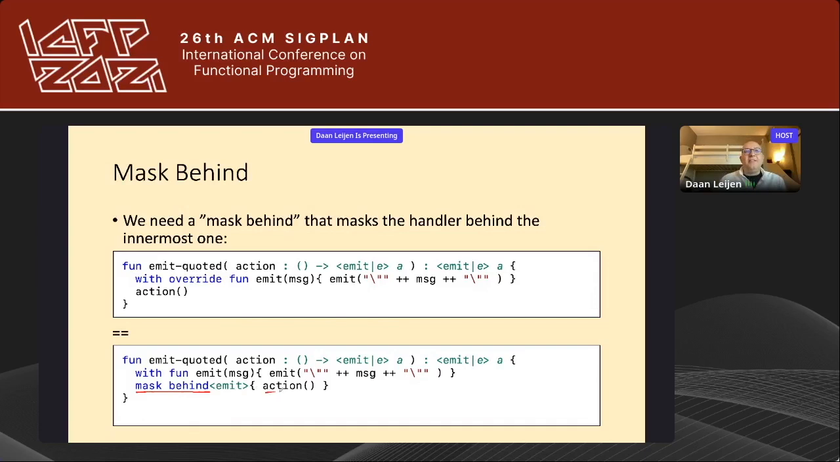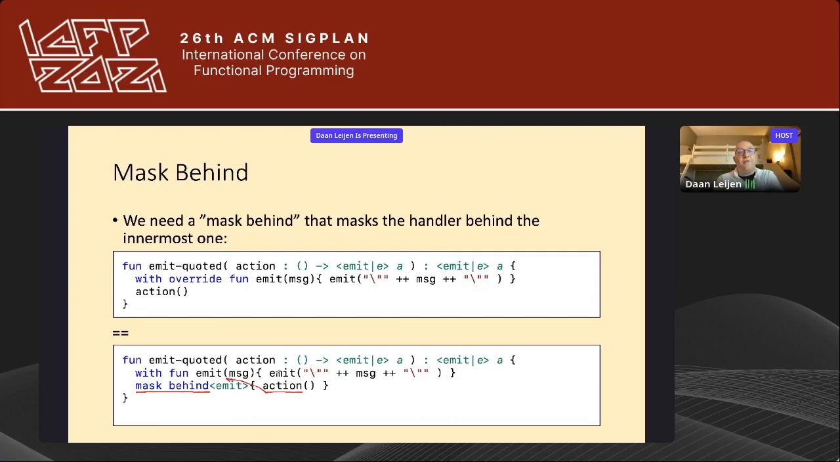So that means inside action, if you call emit, it will go to the innermost handler. But if you would write mask emit here, it will not only mask the inner one, but also the one behind it, right? And I think there's not much literature on this, but it's very interesting that for overriding, you do need this extra construct, the mask behind.